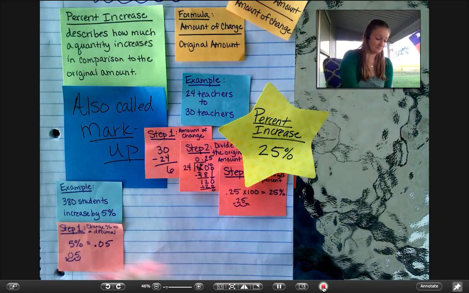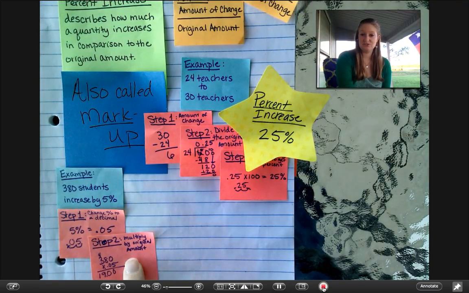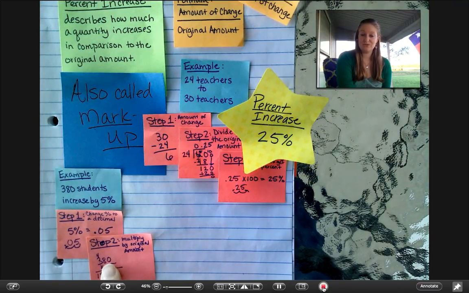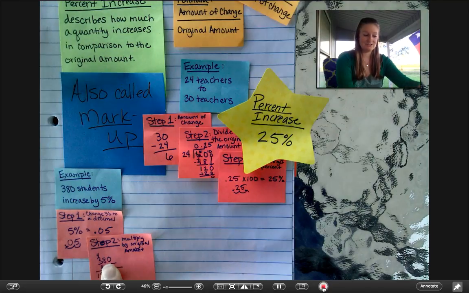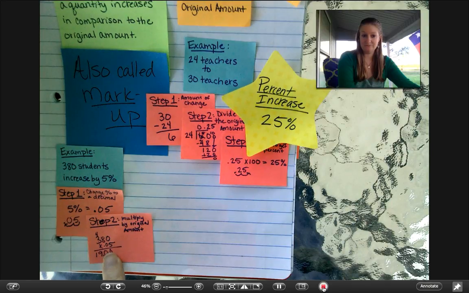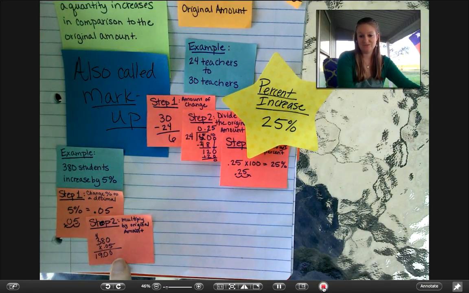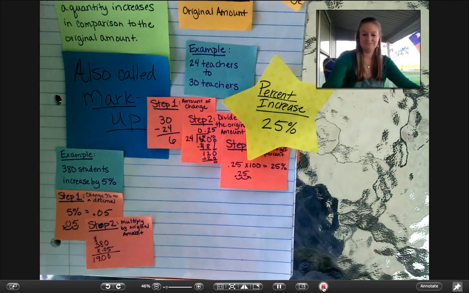Then step 2 is to multiply by the original amount. So 380 was our original amount. We're going to multiply by our 0.05, which gives us 19.00, or 19 students.